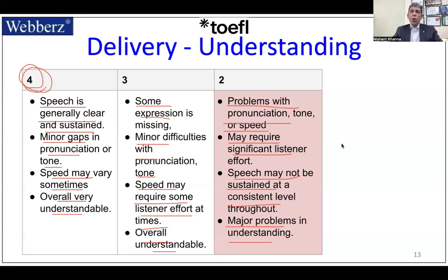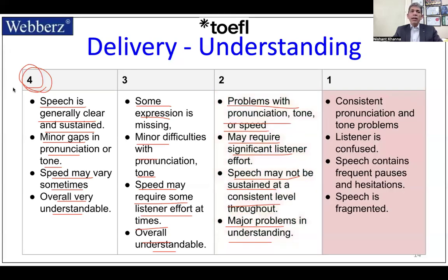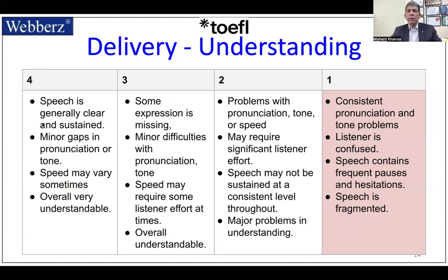If I talk about 1, 1 is again, almost the same for everything. It is the last in the rung, last in the ladder. Consistent pronunciation and tone problems are there. The listener is super confused. Speech contains pauses, hesitation, and the speech is fragmented. I have a lot of examples in my further videos, so you can look at those examples and you can figure out what exactly is one score in delivery.